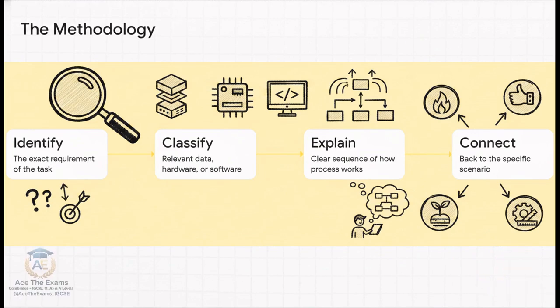Is it data, hardware, or software? That's your evidence. Step 3, explain the sequence clearly. That's your explanation. And step 4, connect it back to the context. That is your link. I want you to look at the screen and take a mental 30-second timer. Think about how you answered your last past paper. Did you follow PEEL? This specific path prevents you from just word vomiting everything you know onto the page without direction. It forces you to construct a logical, bulletproof argument.